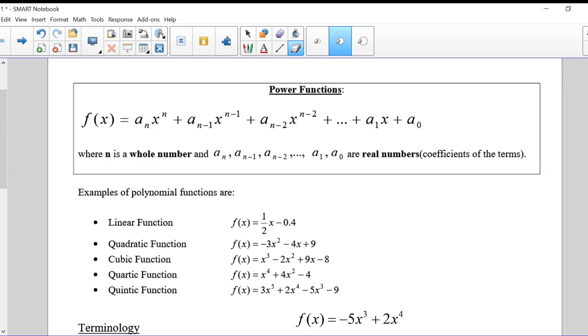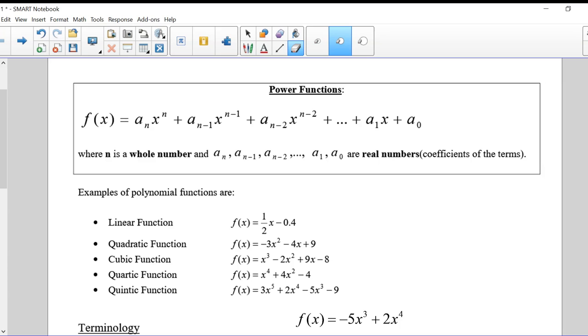Now, these are examples of polynomial functions right here. Here's a linear function. Well, you learned linear functions back in grade 9. That's your y equals mx plus b kind of thing. And a linear function has an m of, in this case, a half, and the minus 0.4 is your c. So that's a straight linear function.